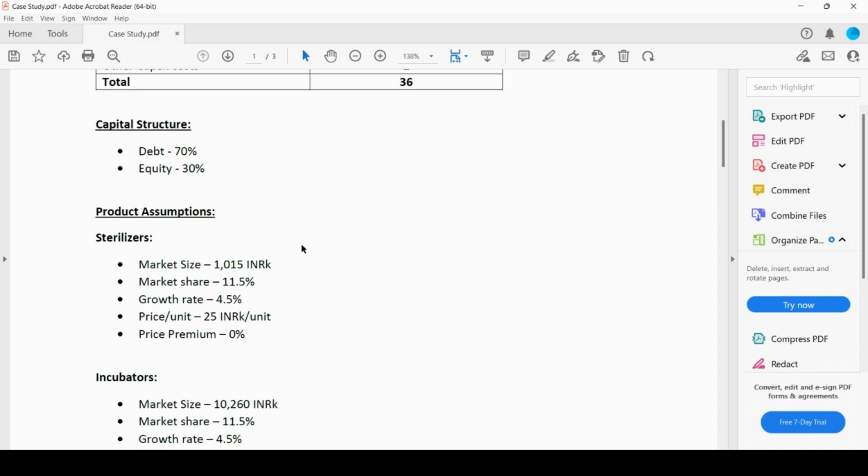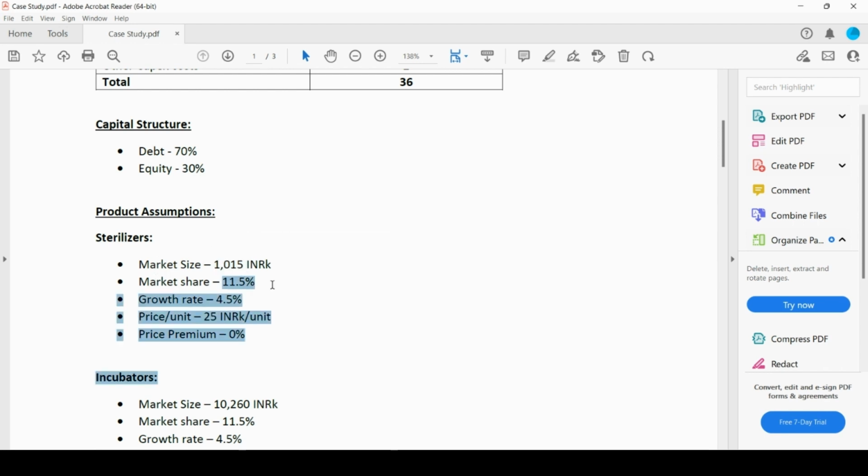Then we have a product assumption. So there are two products, always keep in mind. One is sterilizers, the second one is incubators. Sterilizers का market size है आपका INR thousands. INR K stands for rupees thousands. I am building this model in rupees thousands, guys. So market size is 1015 rupees thousands, right?